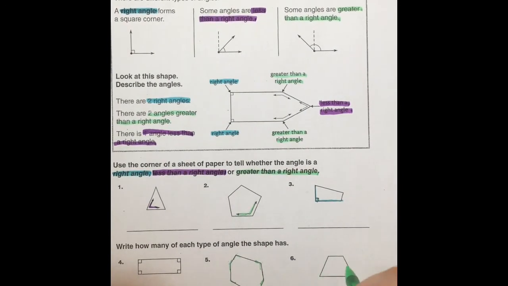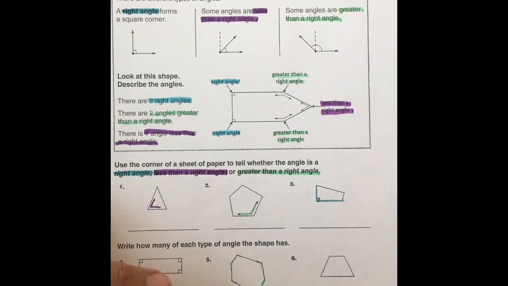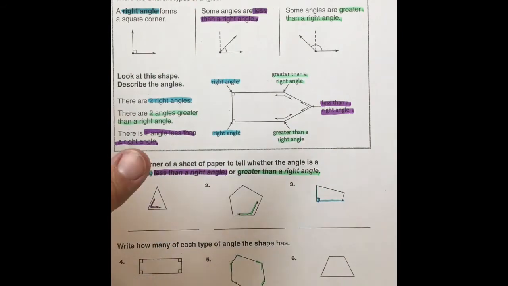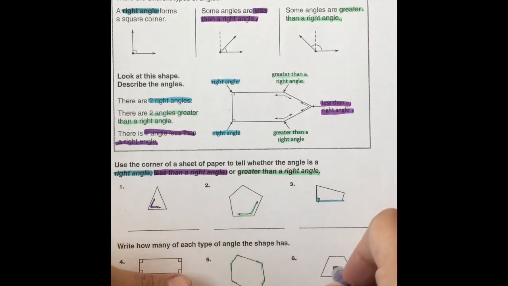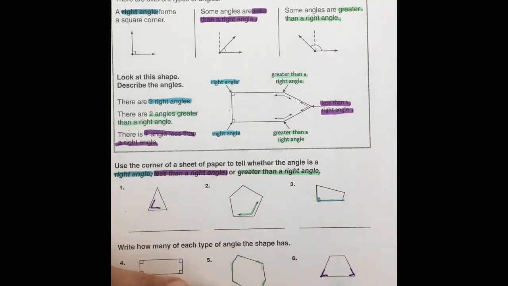Then looking at number 6, do I see any perfect squares? No. So right away I know I have 0 right angles. Now I have to look for, is there any of them that are less than a right? Remember, less than a right. Any of them that are smaller? Any of them that are super small? I see actually 2 of them right off the bat that are super small. These bottom 2 right here look like they are small. So I'm going to have 2 that are less than a right.